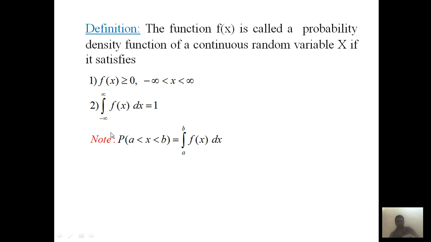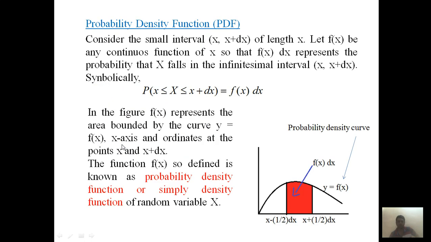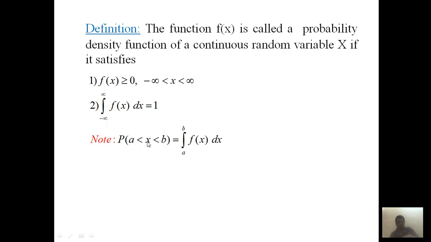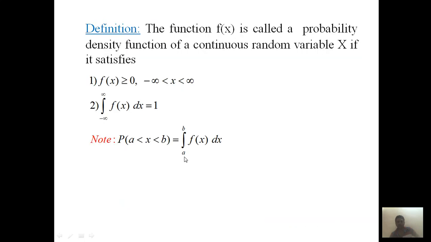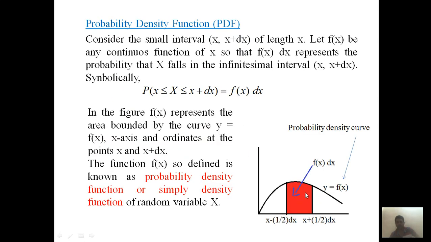One important note: the probability of an event in an interval from left endpoint to right endpoint, that is the probability of X when X is between a and b, is nothing but the area bounded by this curve, the integral over a to b of f(x) dx.